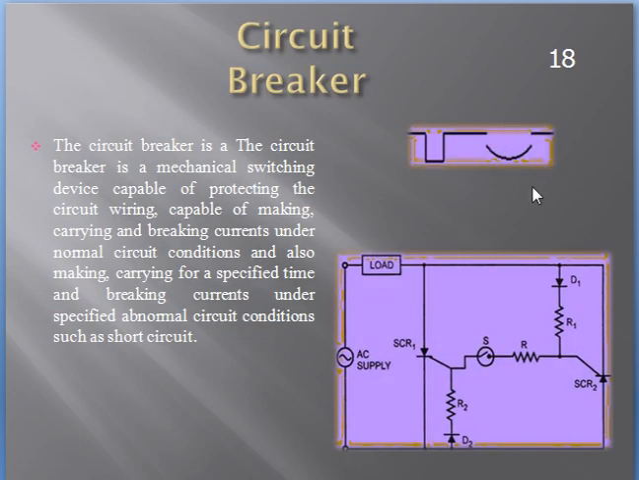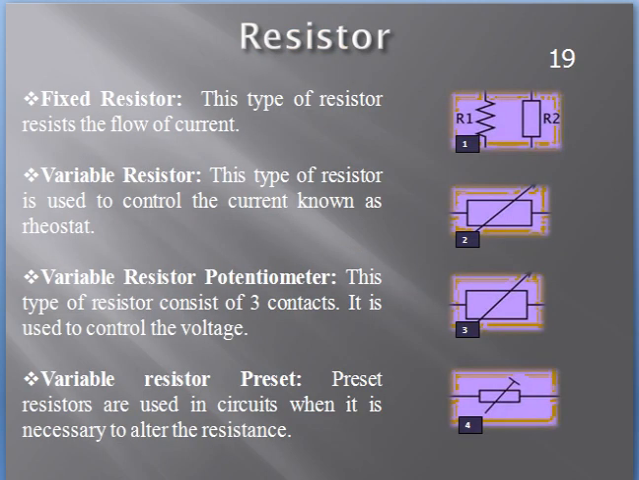Next we will cover what a circuit breaker is and how to represent it. This is the circuit breaker symbolic representation. A circuit breaker is a mechanical switching device capable of protecting the circuit wiring, capable of making, carrying, and breaking current under normal circuit conditions, and also making, carrying for a specified time, and breaking currents under specified abnormal conditions such as short circuit conditions.